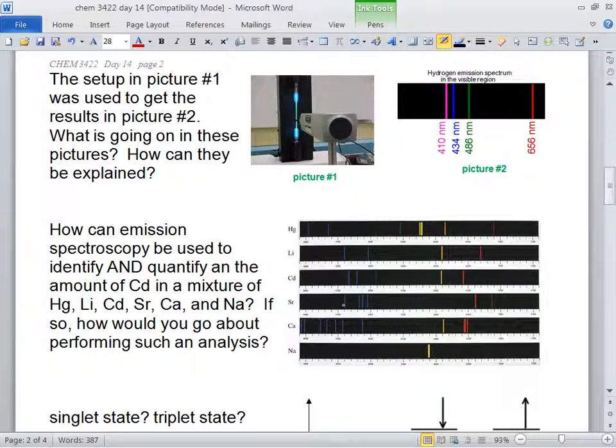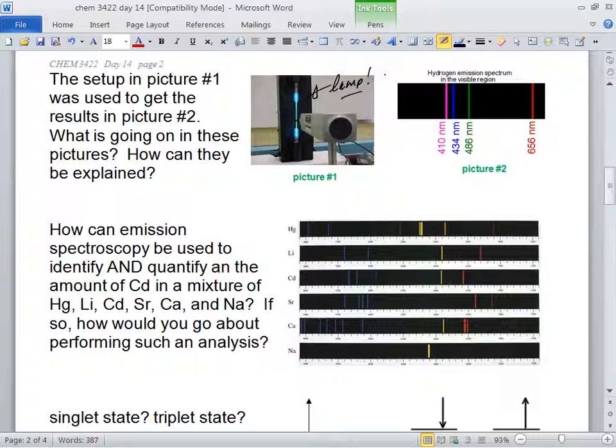The setup in picture number 1 was used to get the results in picture number 2. So this is that. Man, this is a perfect picture of that lamp that I couldn't find, but now I did find. Okay. And this is what you would have seen.